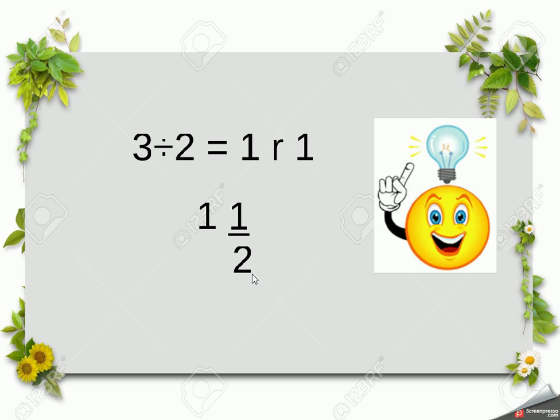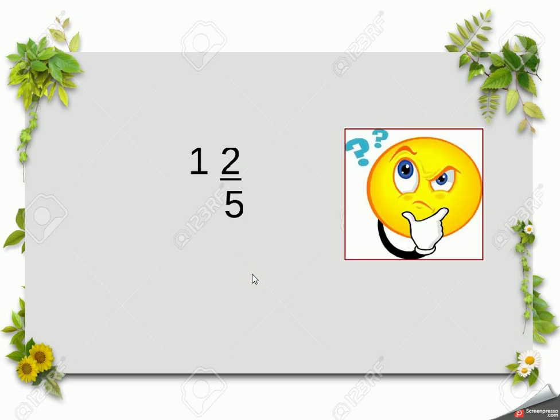So the actual answer was 1 1/2. The reciprocal of 2/3 is 1 1/2. So what if we start with a mixed number? We've got 1 2/5 here. If we simply flipped the fraction and went to 1 5/2, we're not flipping the whole number. That unit 1 isn't being flipped upside down.